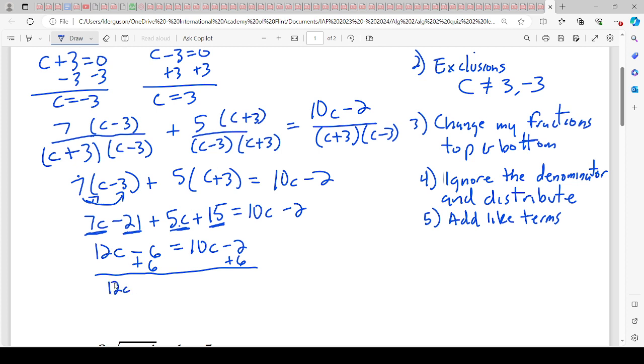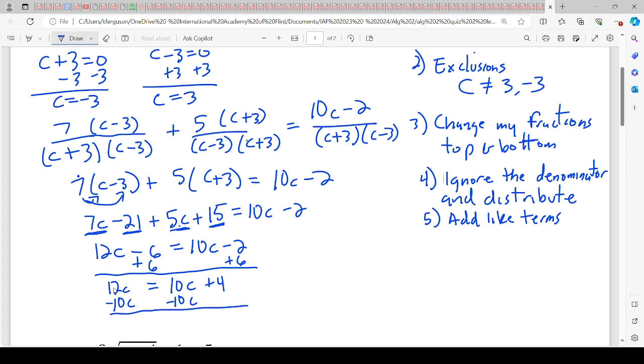So the 12c just comes down. It doesn't change. Minus 6 and plus 6 is 0, so it goes away. And then I've got 10c. I've got a minus or negative 2 and a plus or add positive 6. So that's going to be plus 4. I want to move the letters to the other side, so I'm going to subtract 10c from both sides.